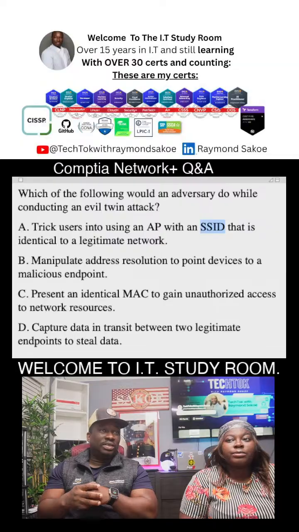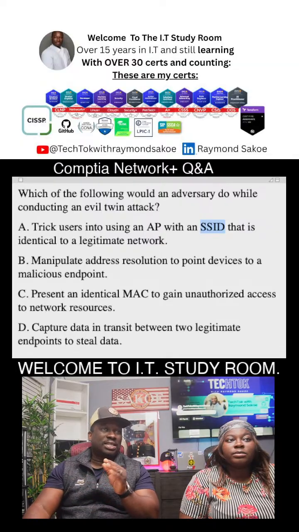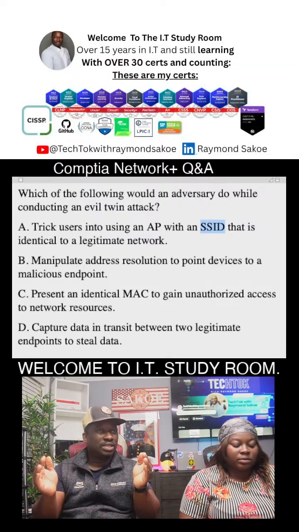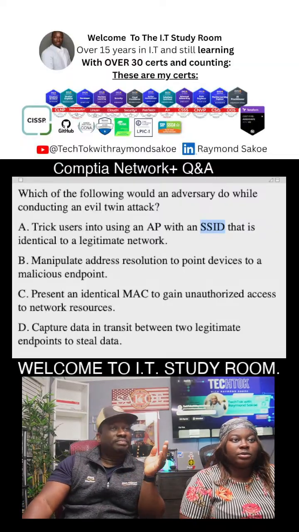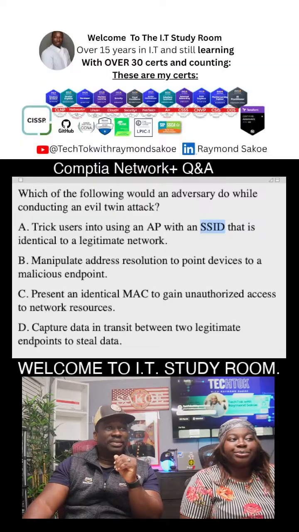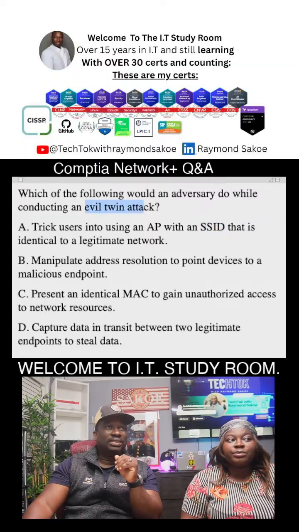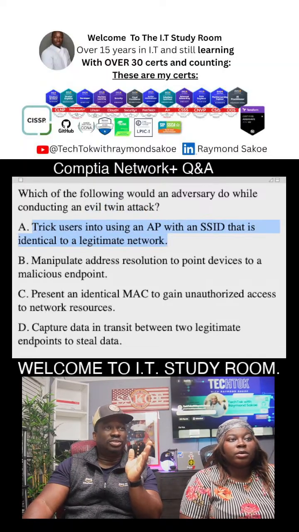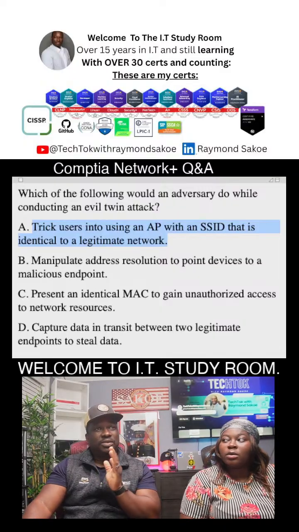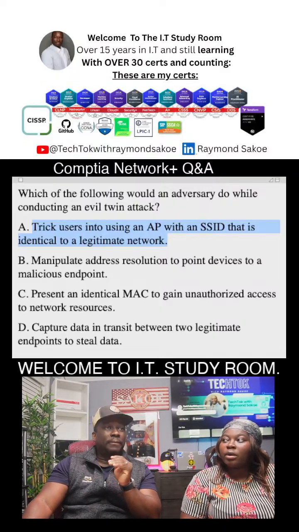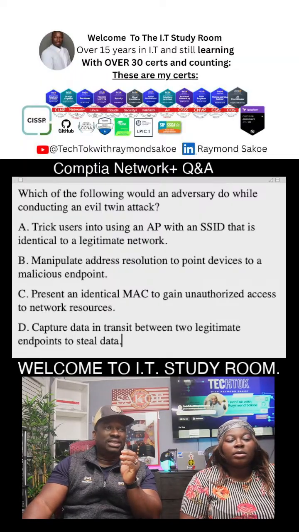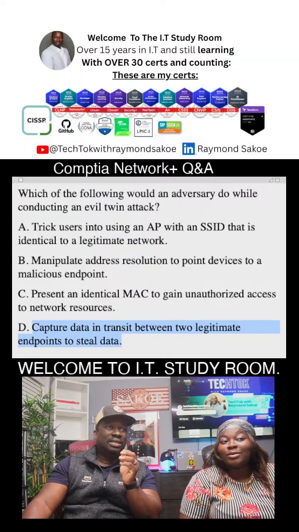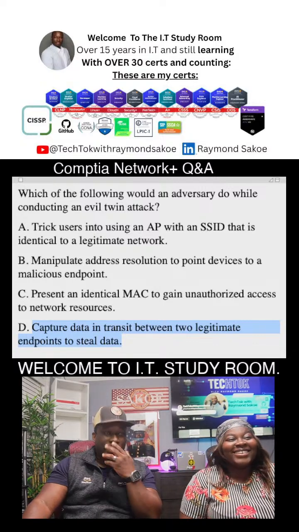So evil twin is basically someone setting up a Wi-Fi access point with the same name, to get your information, I'm assuming. It depends, but an evil twin tricks you into connecting to a specific access point. Someone would have said D, but nobody said D. D might be an answer option.